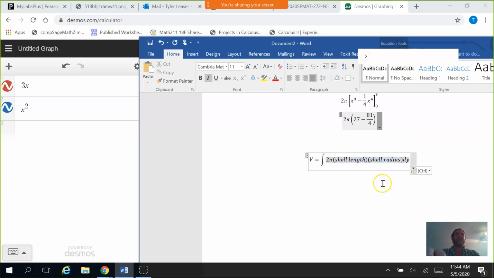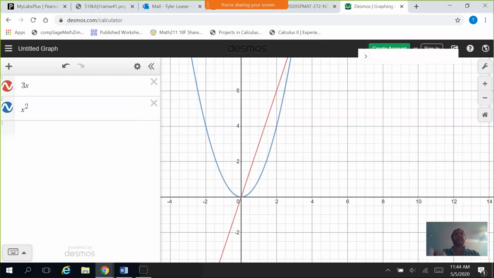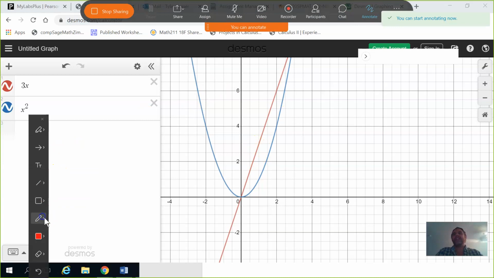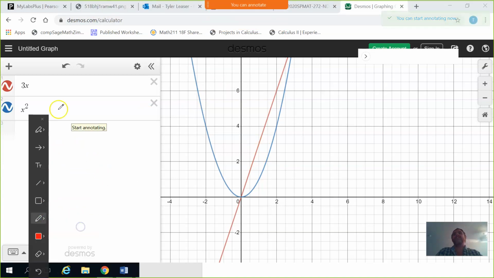But now your shell length would be horizontal instead. So now the shell length, if I'm rotating it around the x-axis, would go from the red line to the blue line horizontally. We would have to find the difference of these two things, which means taking the blue line minus the red line. The problem, though, is that currently they are functions of y in terms of x, and they need to be the other way around.